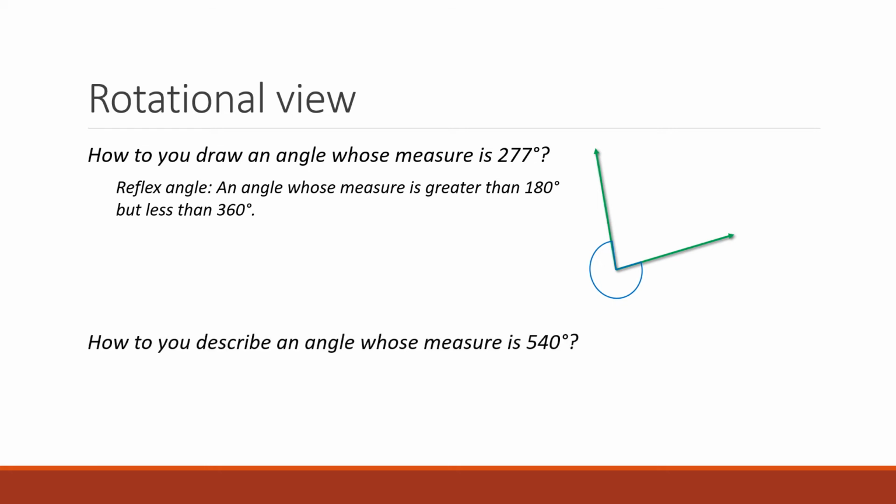And we can ask a similar question such as, how do you describe an angle whose measure is 540 degrees? You would start looking at a ray and then think of it rotating a full circle and a half, which measures a 360 plus 180 degree rotation.